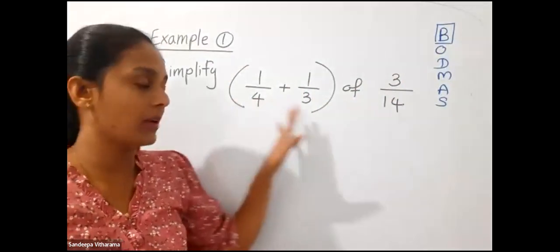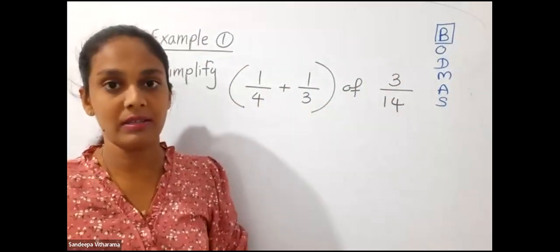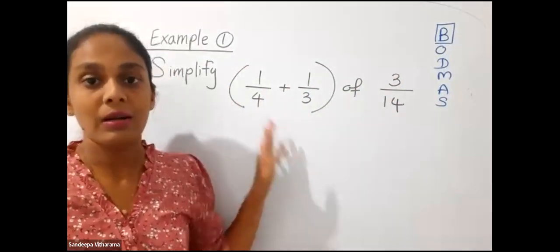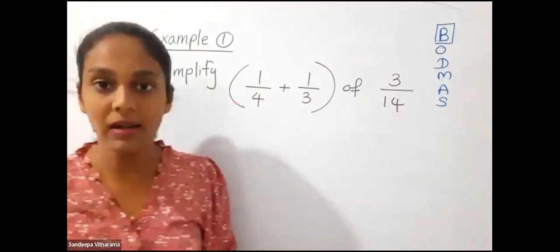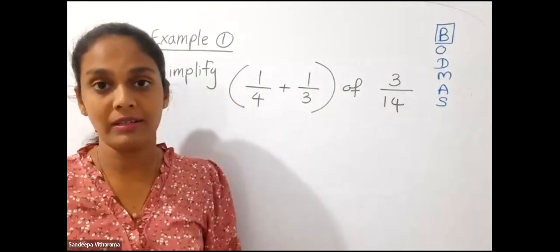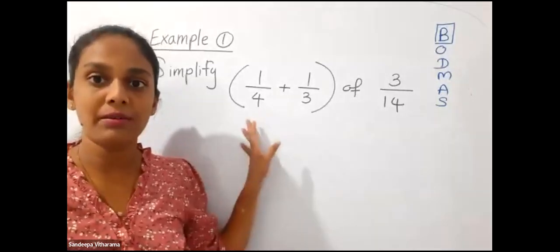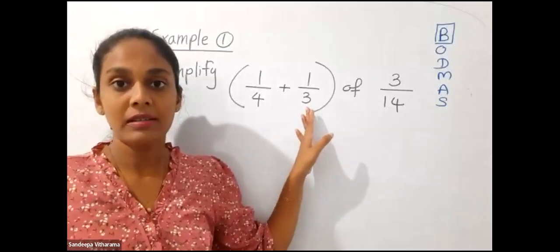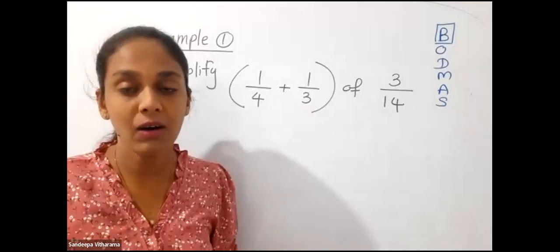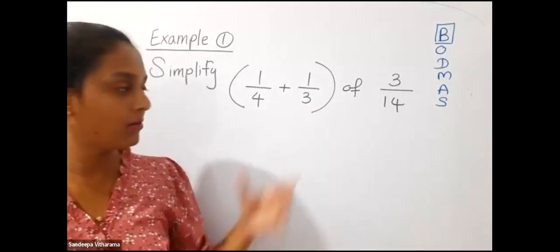When we have fractions with different denominators, you have to convert them into one new denominator. Then to obtain one denominator, you have to take the least common multiple. Then how do we find the least common multiple?